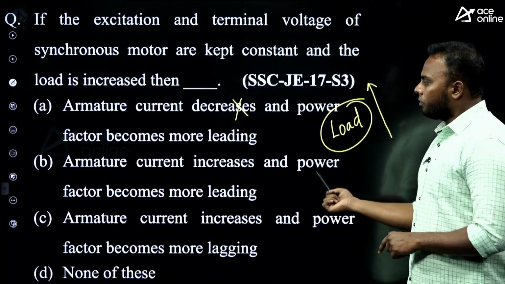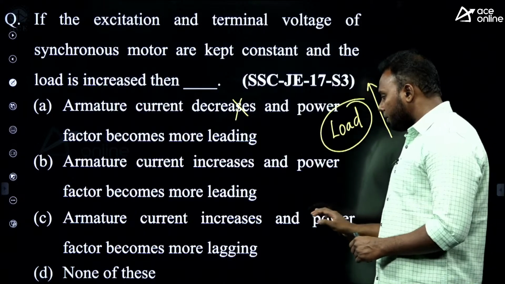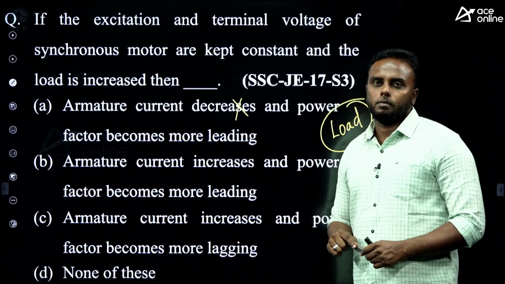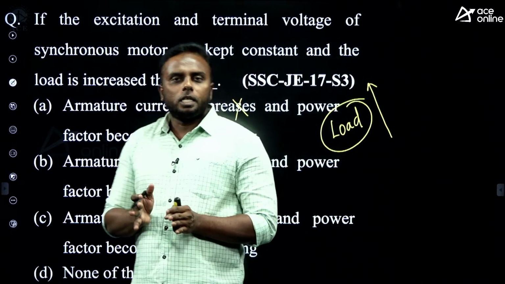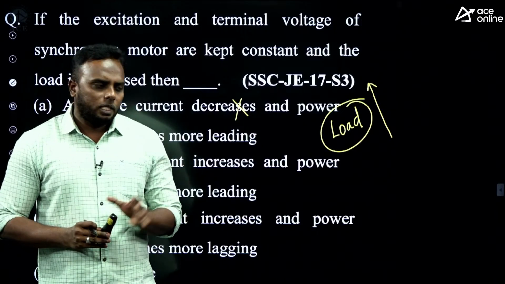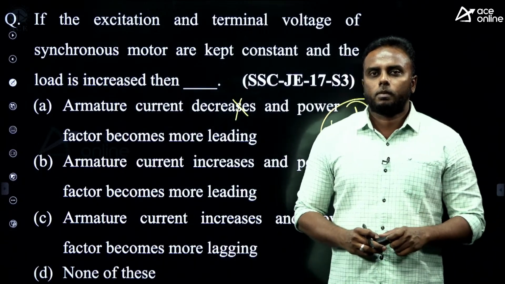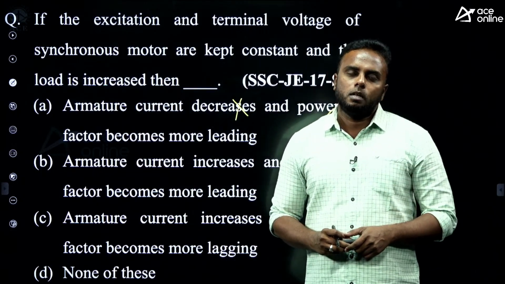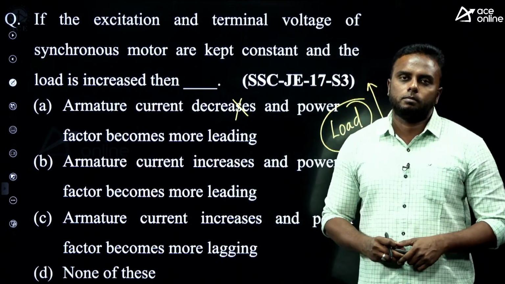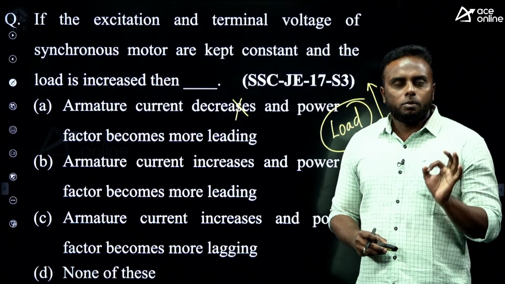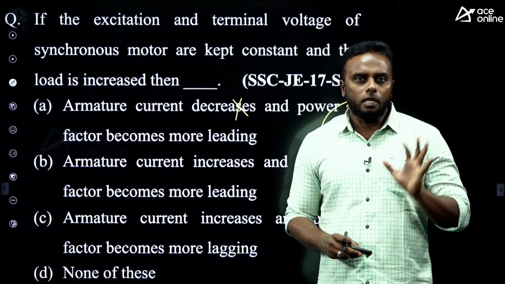Armature current increase and power factor becomes more leading. Next, armature current increase and power factor becomes more lagging. So what happened here? See, basically synchronous motors are designed to operate at which power factor? Synchronous generators are designed to operate at lagging power factor loads. But synchronous motors we generally design to operate at leading power factor. Leading power factor means it is an over-excited motor, which is highly stable. An over-excited machine is always highly stable.